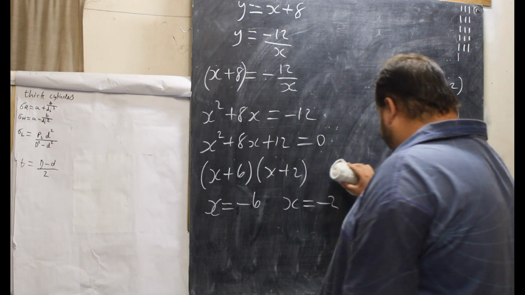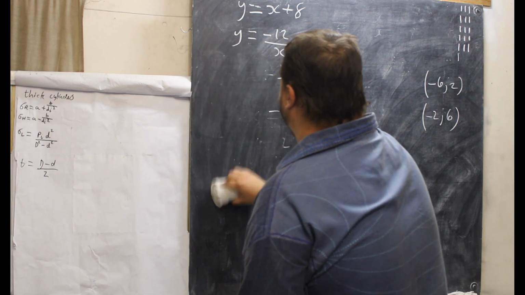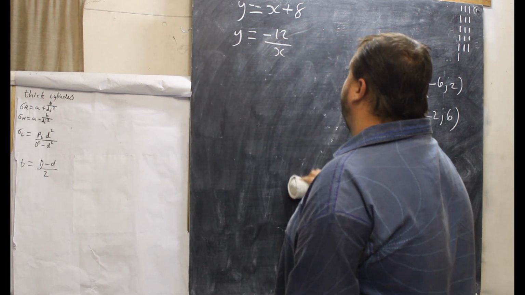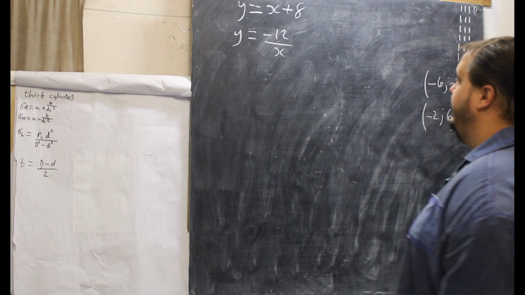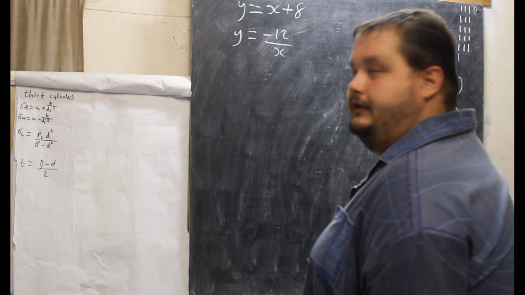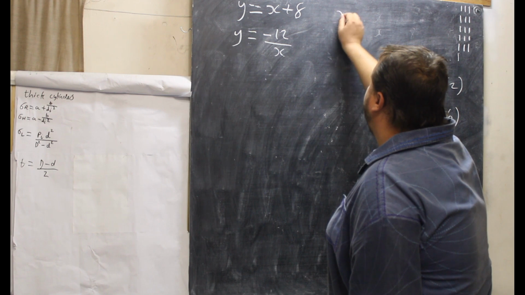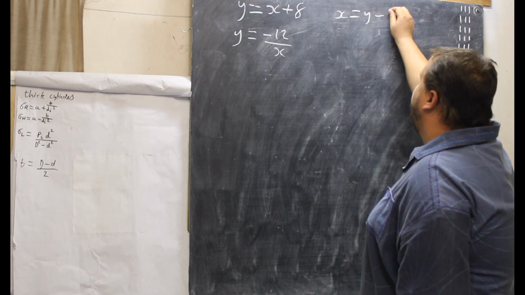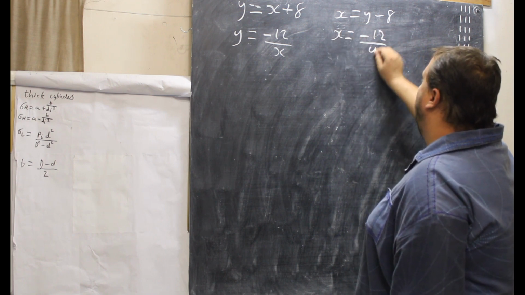Now, what we're going to do is make everything equal to y. So, now we're not going to take the x coordinates, we're going to take the y coordinates, because this is taken about the x-axis, but we use the y coordinates. So, x equals y minus 8, and x is going to be minus 12 over y.